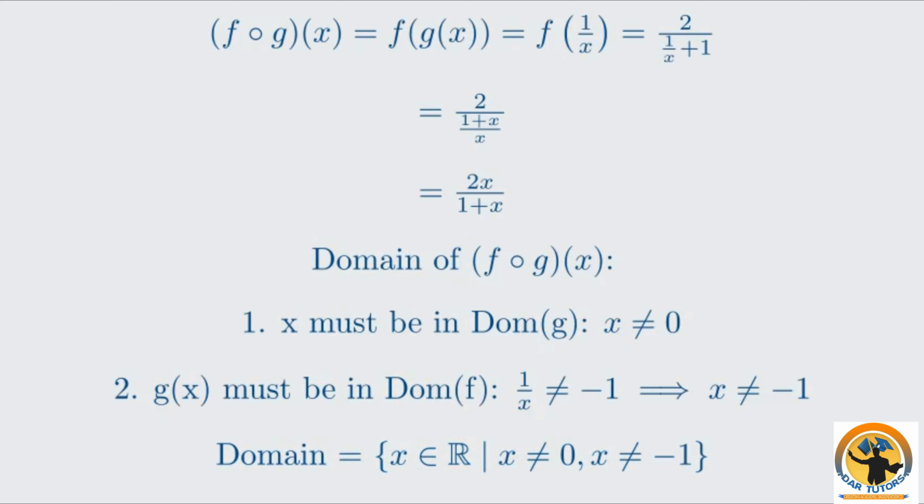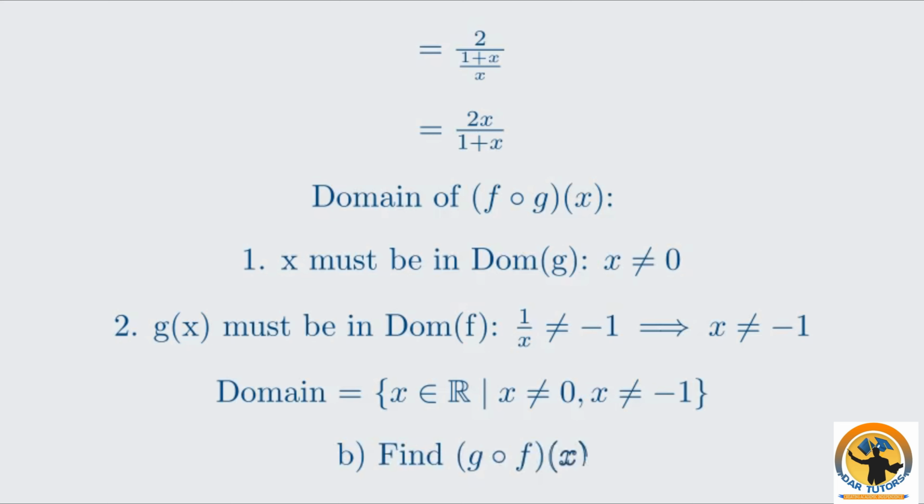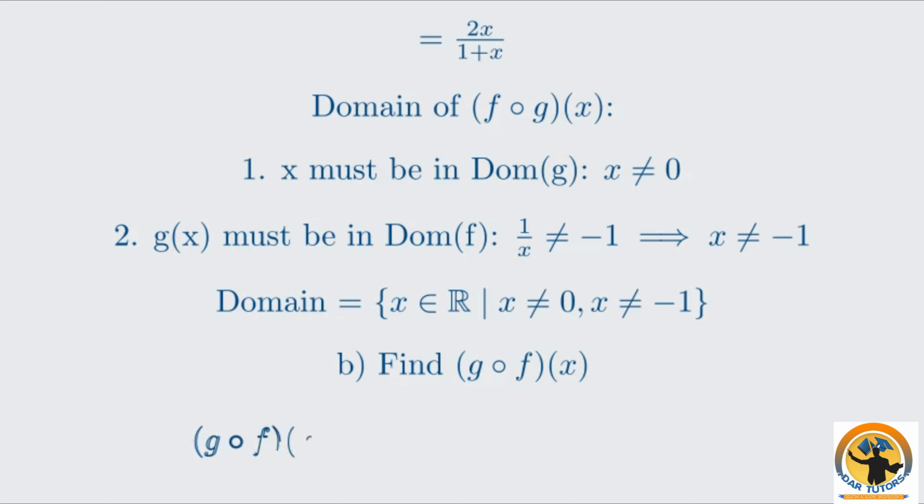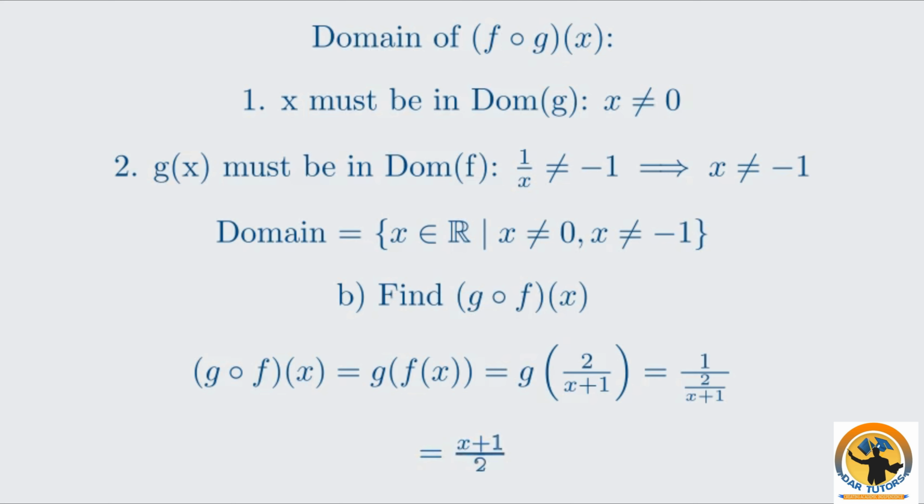Now for part b, g of f of x. We find the expression by substituting f of x into g of x. This gives us 1 divided by the fraction 2 over x plus 1. Taking the reciprocal, we get x plus 1 divided by 2.